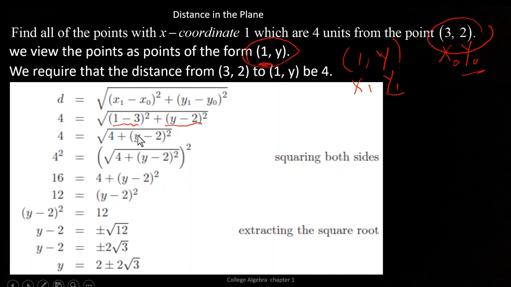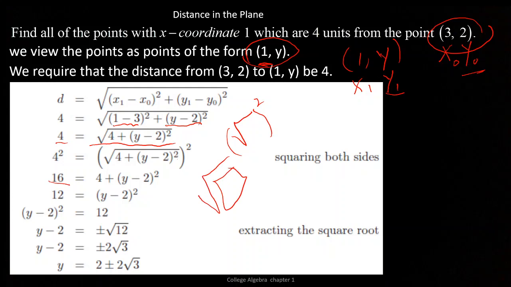Now we're going to talk about radical equations, but basically to get rid of the square root, you have to square it, right? So if you square both sides here, we can get rid of that square root. So 4 squared is 16, and this is the square root of something. When you square it, that thing comes out, right? So we just get inside whatever that is. And it's 4 plus 1 minus 2 is y minus 2 squared. And now we move the 4 to the other side and subtract it from 16. We get 12. And then you take a square root of both sides, basically.